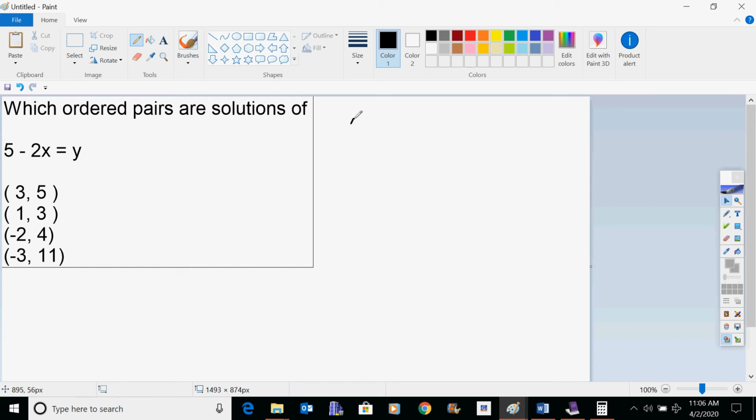So the first thing I want to do is see if 3, 5 is a solution. In order to see if 3, 5 is a solution, this is your x value and this is your y value. I'm trying to see if I plug 3 in where x is, if that's going to give me the answer, does that equal 5? Here's your x and here's your y. So 5 minus 6 gives you -1. That's not 5. So this one's a no. This is not a solution.